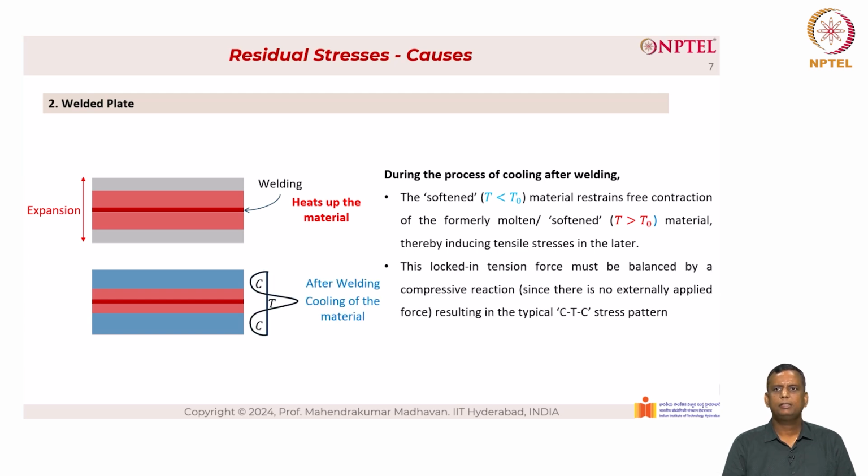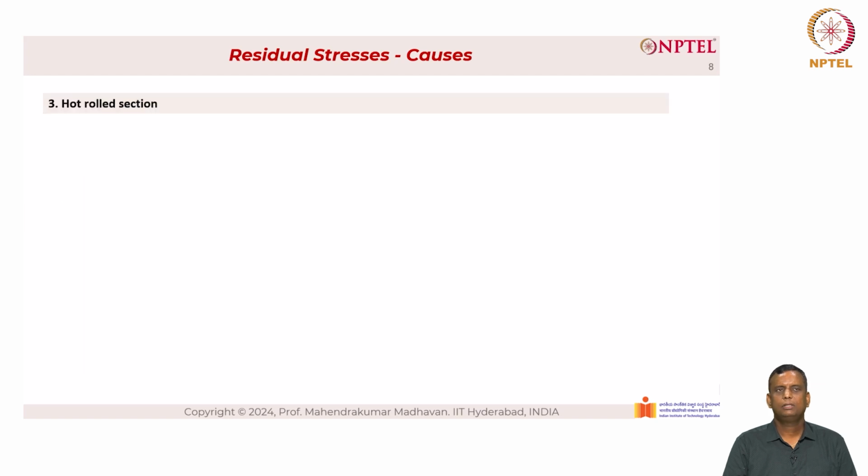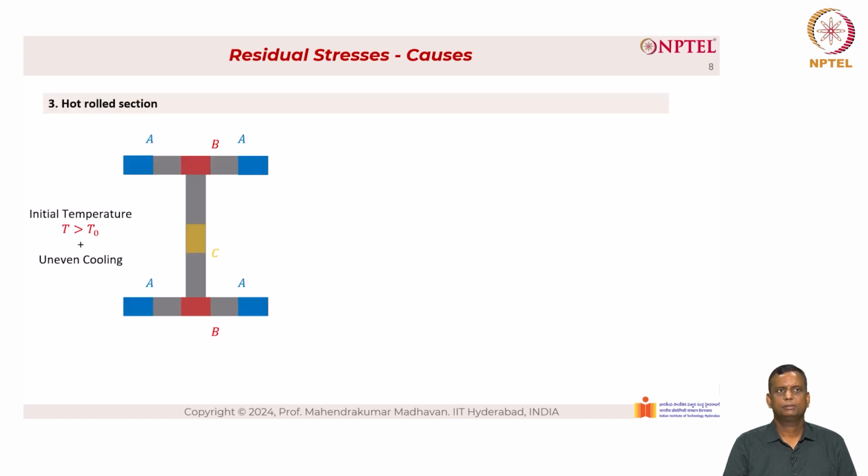This locked-in tension force must be balanced by a compressive reaction since there is no externally applied force, resulting in the typical CTC pattern. C here stands for compression, T stands for tension. So the edges of the flanges here are experiencing compression, where there is a heat applied, there is a coagulation of material, there is a tension that is applied at the center. Now let's look at hot roller section.